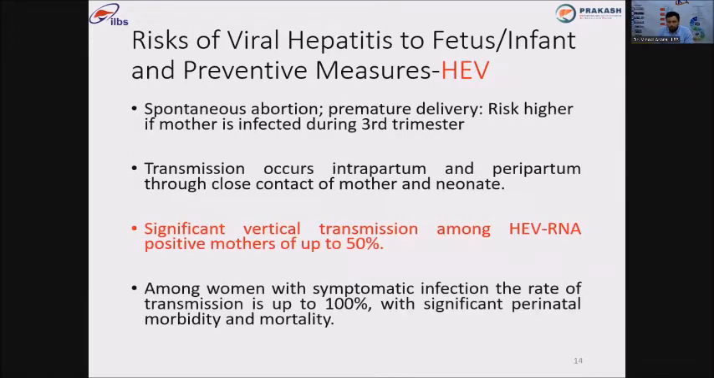For hepatitis B, the risk of spontaneous abortion and premature delivery is higher when the mother is infected in the third trimester. Transmission usually occurs in the intrapartum or peripartum period through close contact between the mother and the neonate. Significant vertical transmission is known in patients who are HBV DNA positive, and in patients who have symptomatic infection, manifesting jaundice, fulminant hepatic failure, or acute viral hepatitis. The transmission to the fetus reaches up to 100%, which is associated with significant perinatal mortality and morbidity.